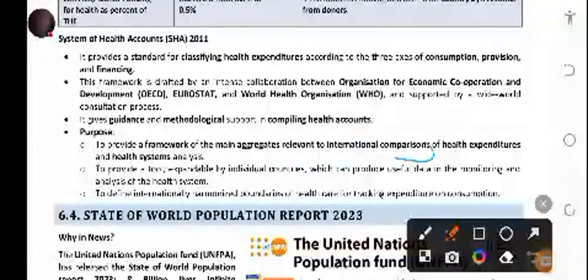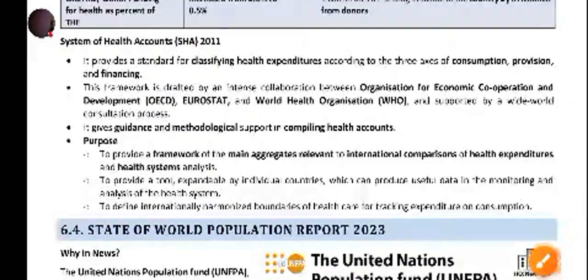the international comparison of health expenditure and health system analysis, to provide a tool usable by individual countries which can produce useful data in the monitoring and analysis of the health system, and to define internationally harmonized boundaries of health care for tracking expenditure on consumption.